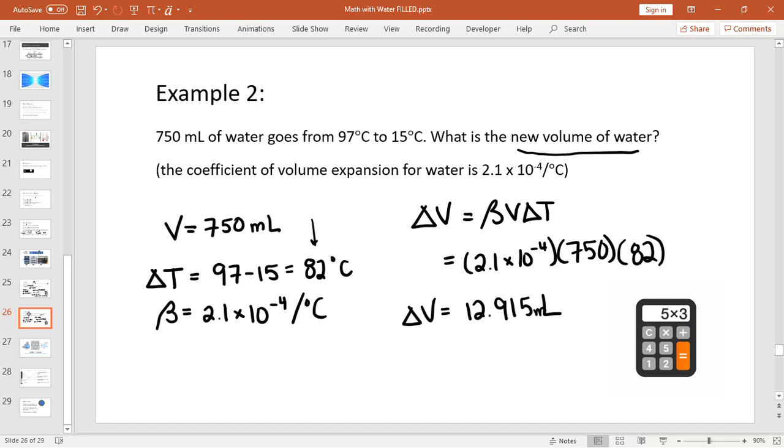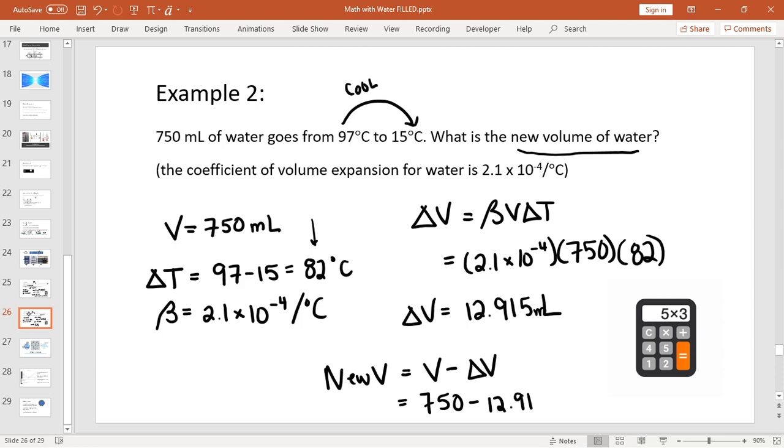So you have to look at what happened. I went from 97 down to 15, so I was cooling. So this water is actually going to contract. So I expect my new volume to be my original volume. And I'm not going to add, I'm going to subtract because I'm changing by cooling, which is contraction. So 750 minus 12.915 should give you 737, and I'm going to round, 0.1 milliliters is a new volume.